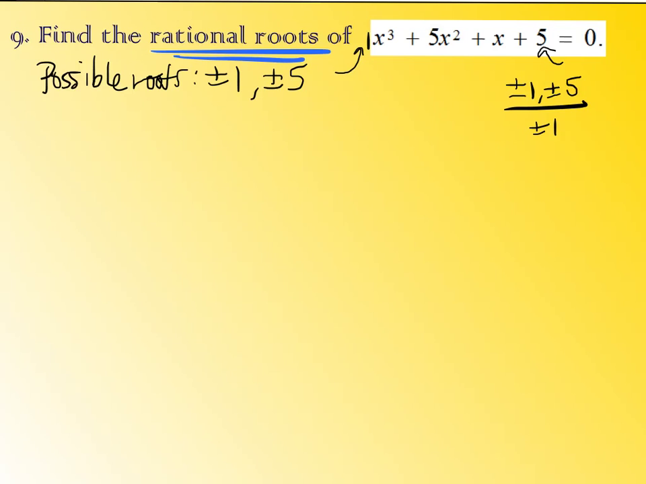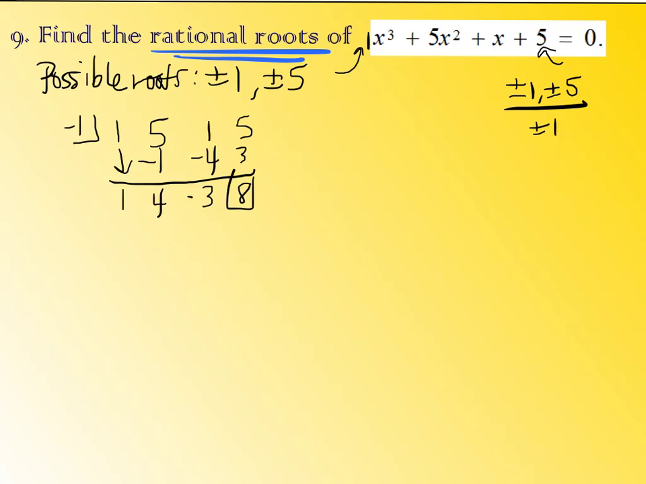So I'm going to go ahead through and I am going to use synthetic. I'm going to pick negative 1. We'll see if I'm right. And I plug it in using the synthetic. See what I get. Negative 1, 4, negative 4, negative 3, 3. Okay, that doesn't work. I got 8, so that's no good. Negative 1 doesn't work. I'm going to try 5.